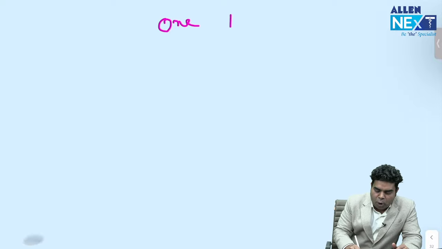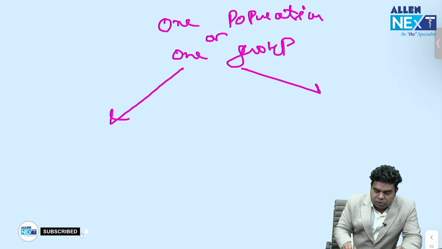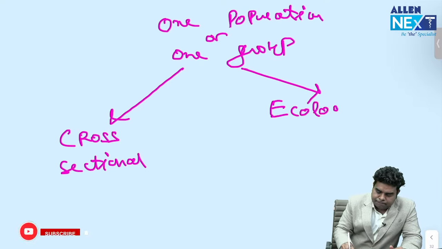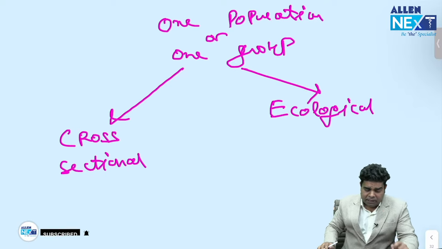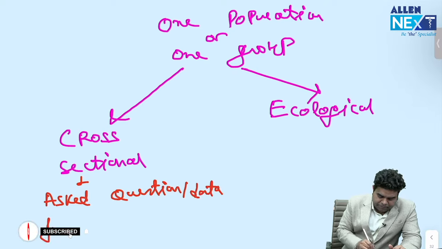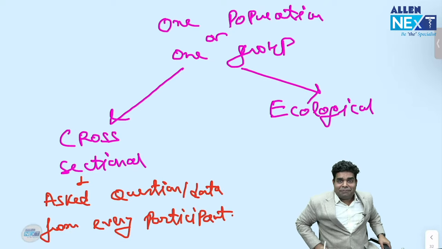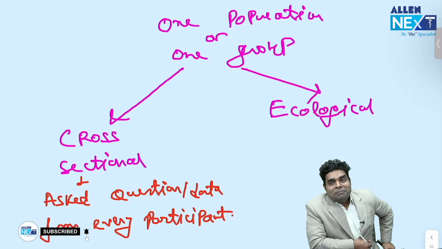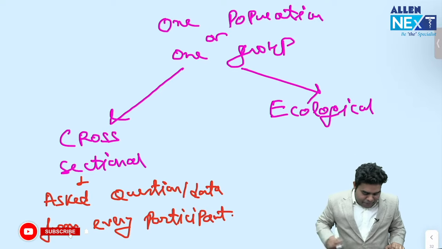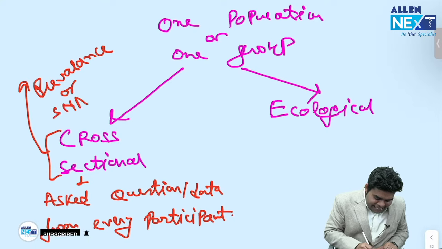See, whenever they talk about one population or one group, then there can be two types of study: one is cross-sectional, the other is ecological. So how will you differentiate between them? Very simple. If they have asked questions or taken data from every participant, then it is cross-sectional. For example, if I want to know how many students in Gautam Nagar are living together, and what is the prevalence of students living together, I am asking it from everyone. Then this will be a prevalence study, a cross-sectional study. And prevalence is also known as a snapshot.